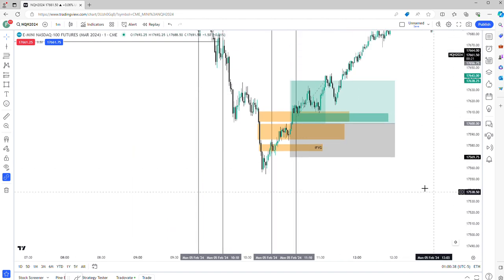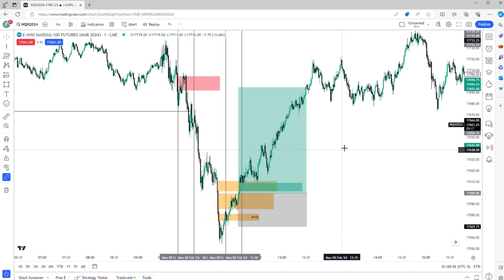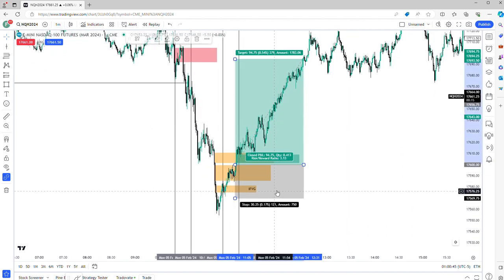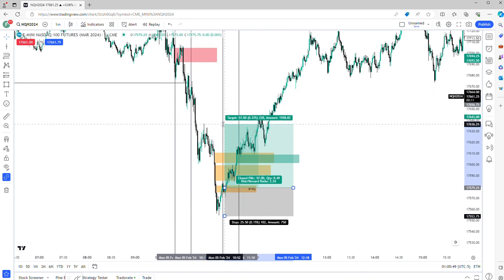So if you do that and you're aiming for a 1 to 2, well, let's just move that up. You easily get that. It was a really, really big move. If you got this entry, well, you're laughing. Stop loss below that low, a 1 to 2.